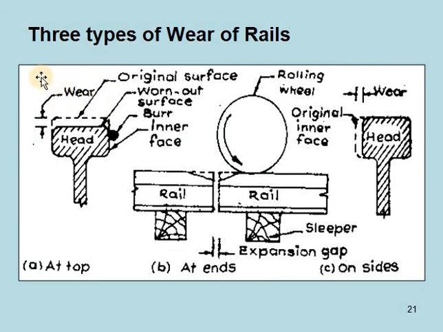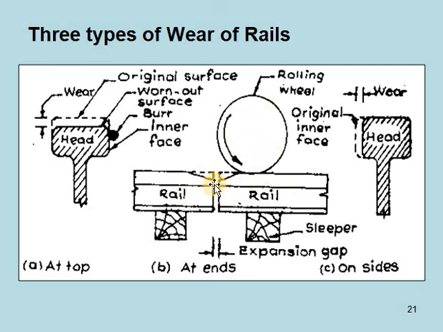You can see here three types of wear of rails. This is the head and this is the wear portion. This is the original surface and this is the worn out part, that means the surface burr. And this is the inner face. The portion will change distinctly. This is the actual portion, which will be compacted, and it changes upon wearing out. You can see this is the rail to rail compaction.